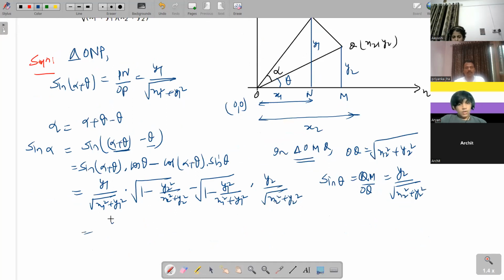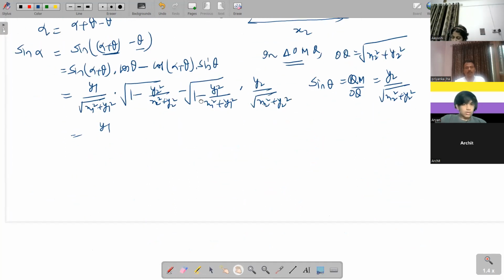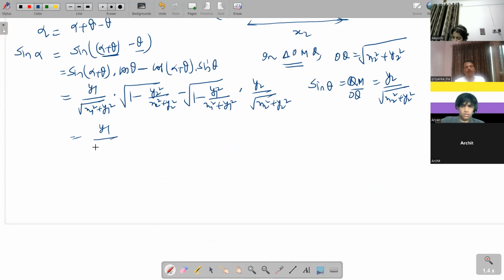Now simplify this. You will get y1 upon under root x1 square plus y1 square. Now you can see this. From here, if you take LCM, this will be x2 square plus y2 square minus y2 square. So y2 square will be cancelled, and you will be having only square root of x2 square. So that will become x2 upon under root x2 square plus y2 square.